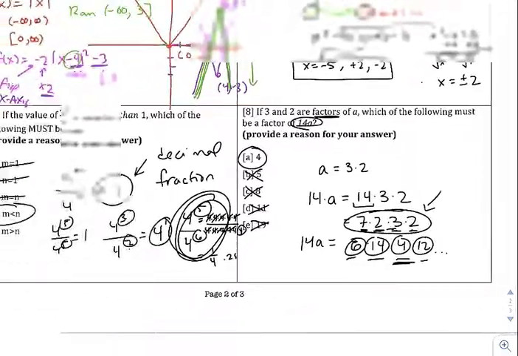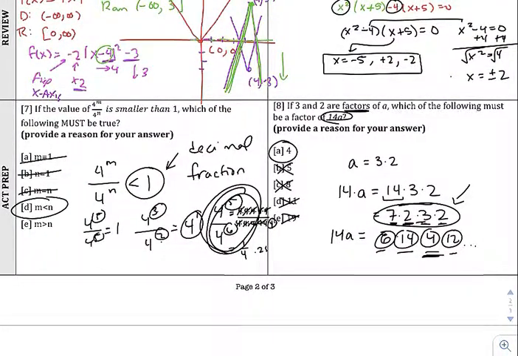And so looking at this ACT prep stuff, it's really just about being clever with numbers. The better your number sense, the better you can answer these questions.